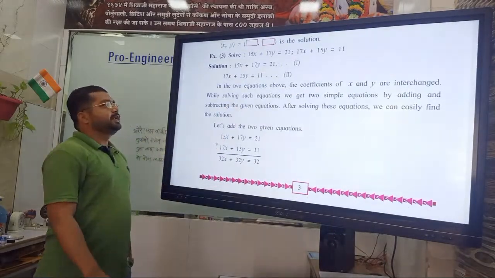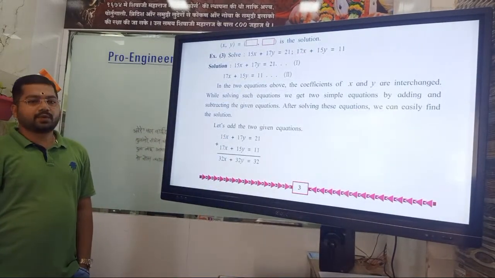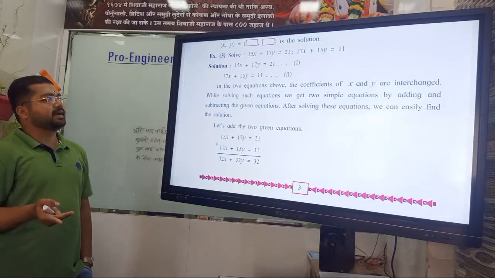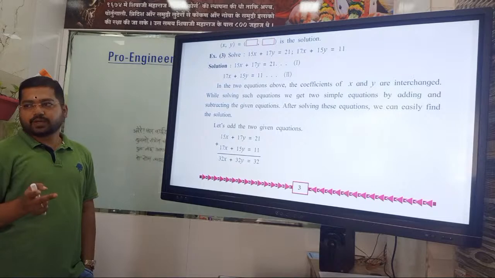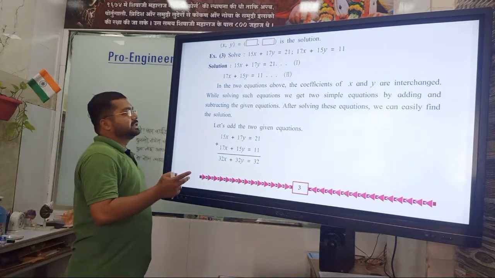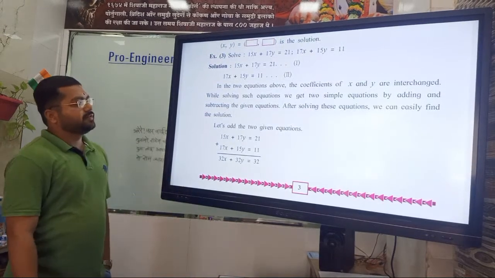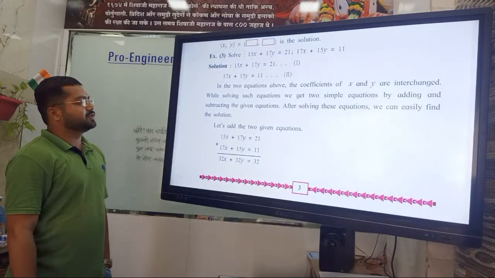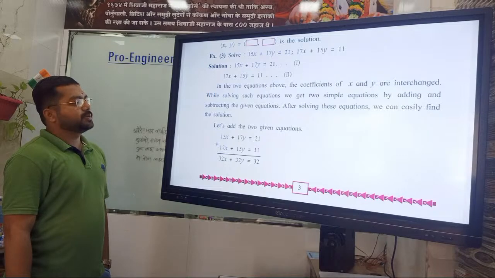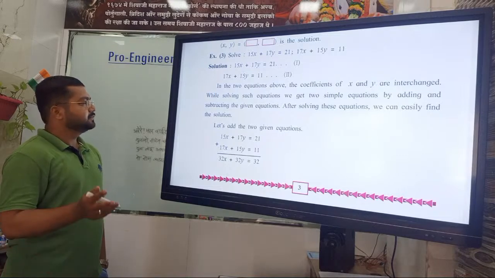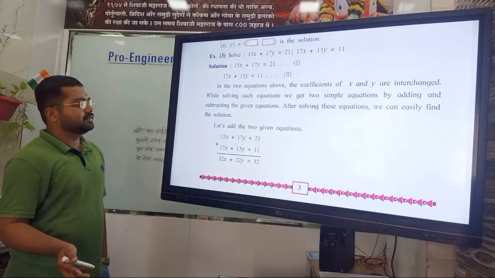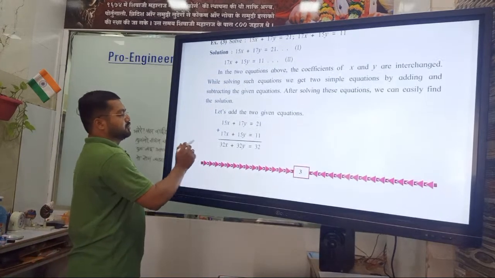Now 15x plus 17y equals 21 and 17x plus 15y equals 11. These two equations are given. In the two equations above, coefficients of x and y are interchanged. While solving such equations, we get two simple equations by adding and subtracting the given equations. After solving these equations, we can easily find the solution.